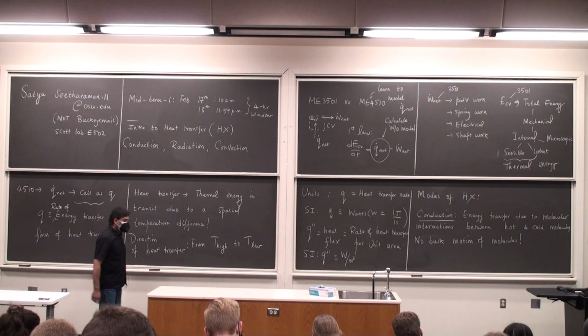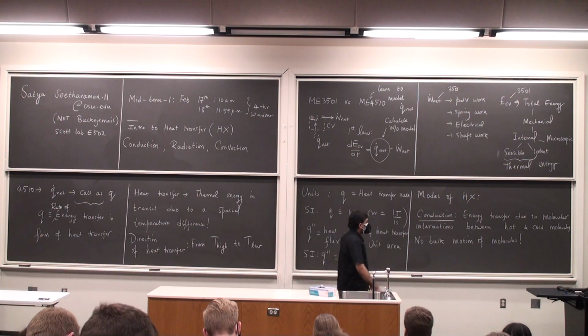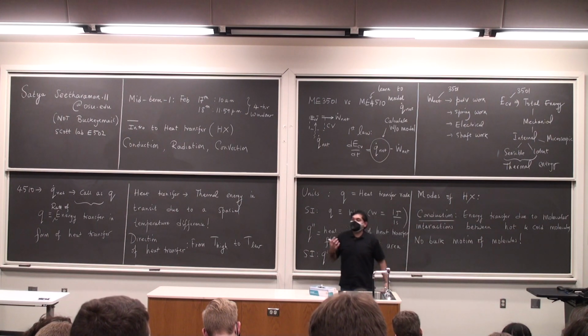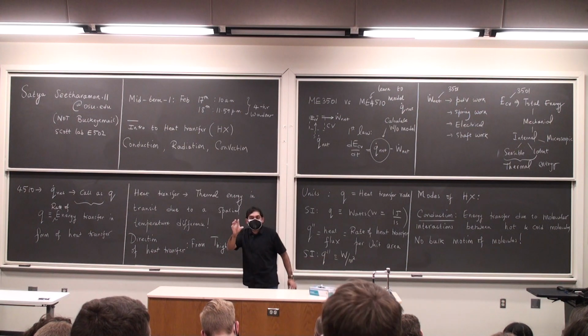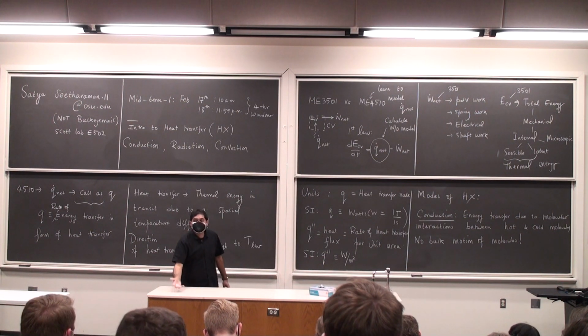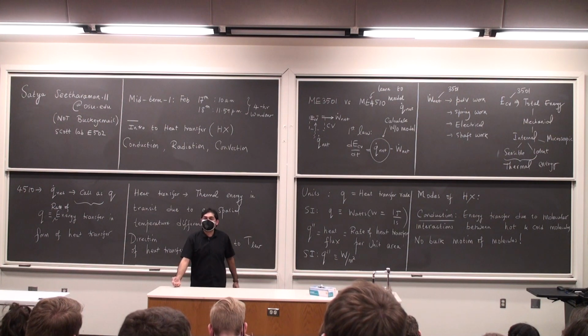What is bulk motion? Bulk motion is macroscopic motion. Macroscopic motion is motion that is visible to us. I have water flowing through a pipe, that's bulk motion. But I have a glass of water sitting on the table here. Is there motion? There is.